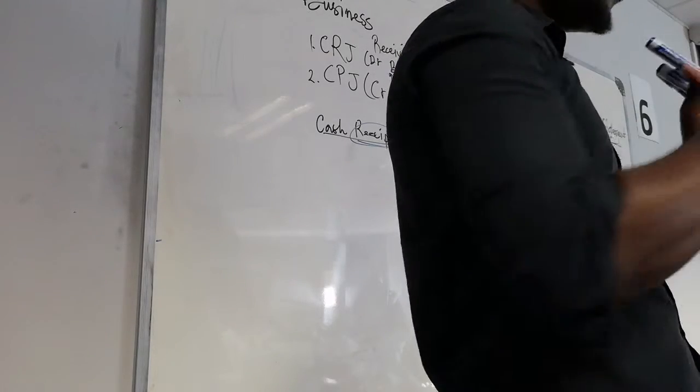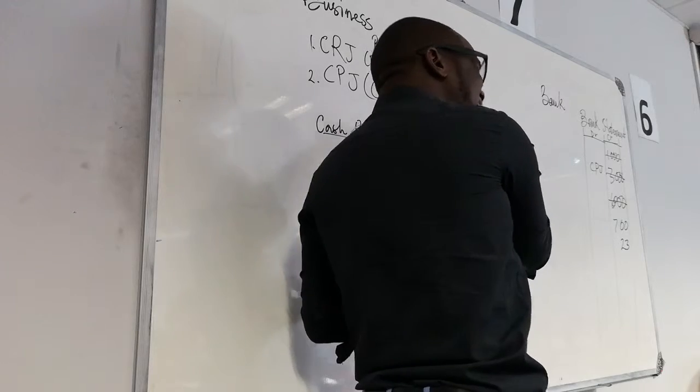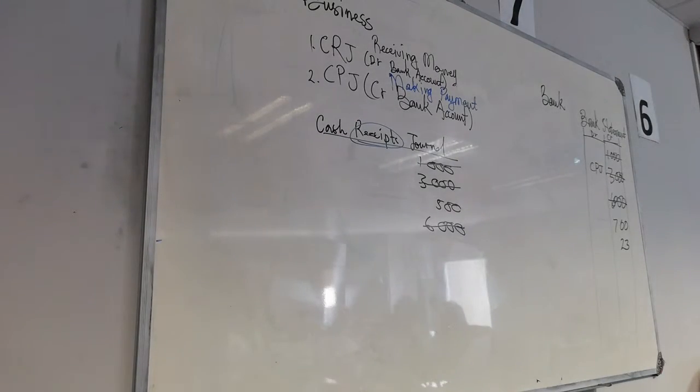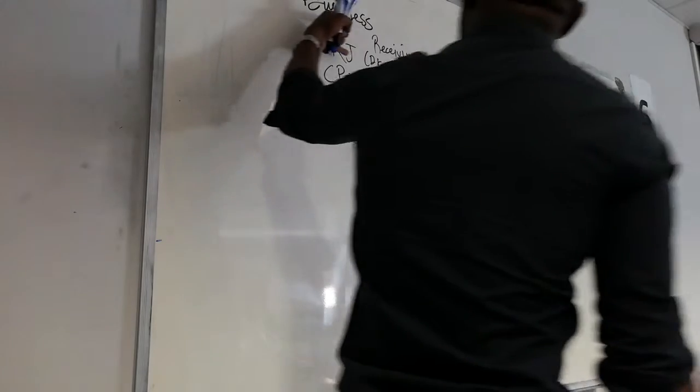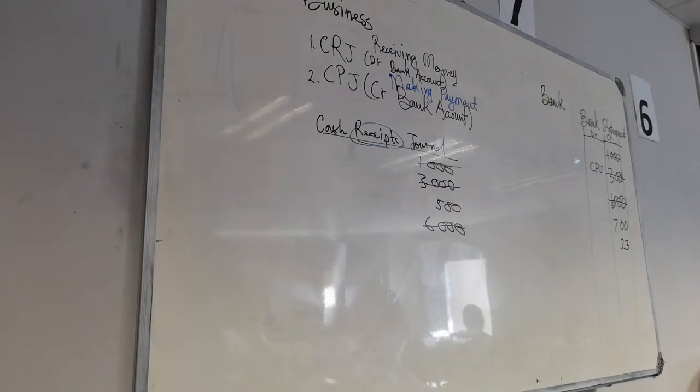The first set of our differences is the fact that we have 500 and they don't have it. Now, any difference of this nature, whereby we recorded something and they did not record it, we call it a timing difference. We recorded something, be it in the CRJ or the CPJ, and the bank did not record it. We call it a timing difference.